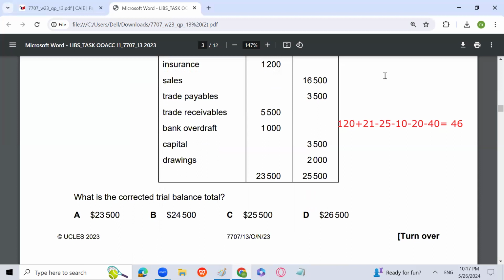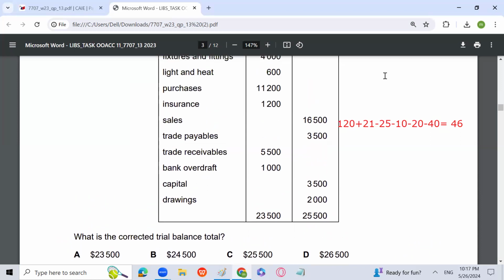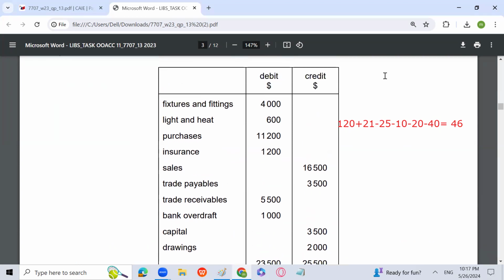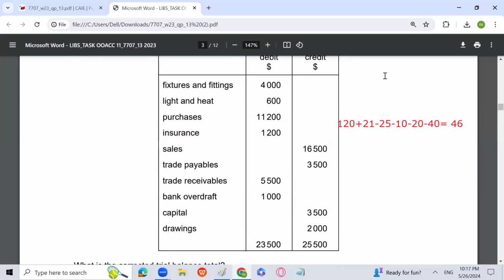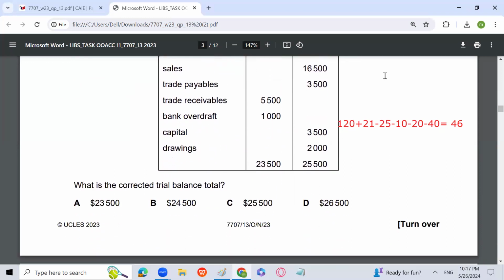What is the corrected trial balance total? So you can easily calculate, that is basically 25,500. Is there any other error? No. You can calculate it again and you will find the answer.